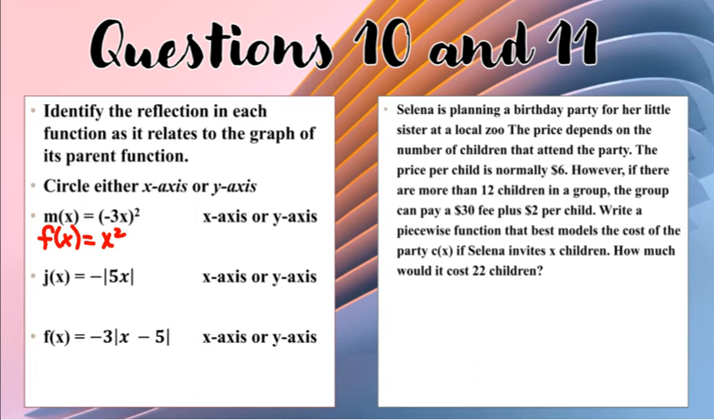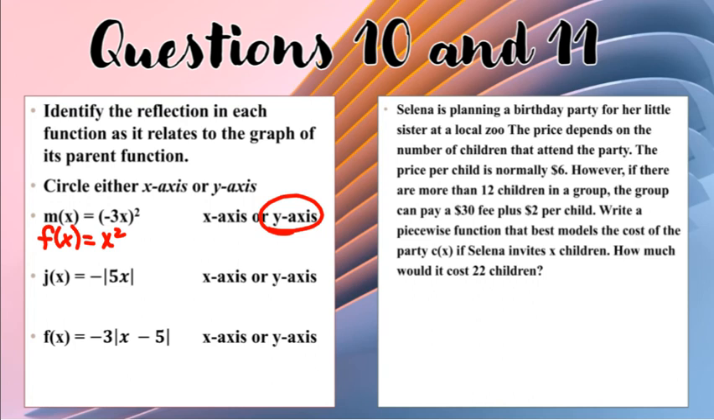Now, because I have a negative on the inside of the parentheses, my y value is always going to be positive when I square it. So therefore, it's only going to go across the y-axis. So this has a reflection over the y-axis because my y is always going to be positive. Now, if the negative 3 was on the outside of the parentheses, then it would be the x-axis.